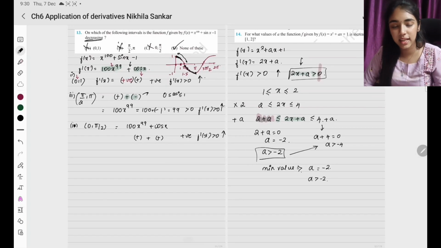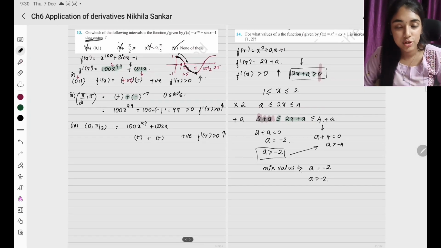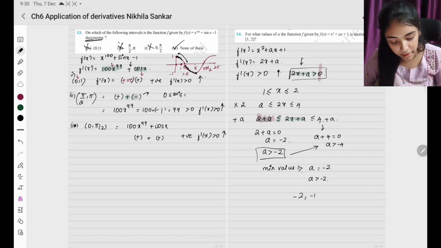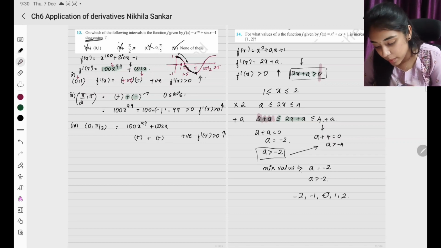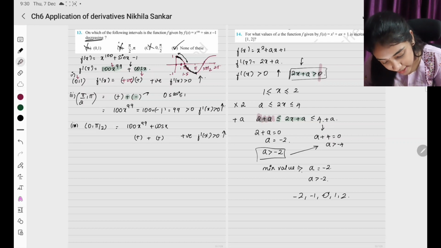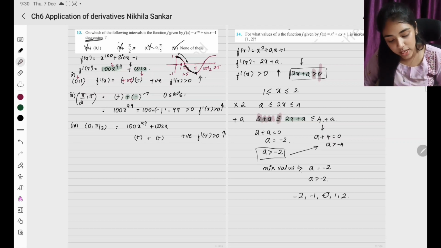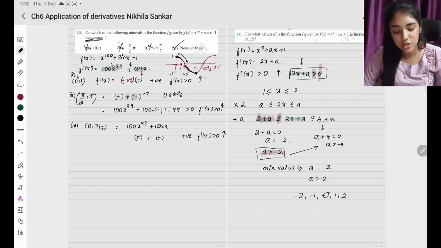From minus 2, all the values, which means you are going to go above. So it is going to be minus 2, minus 1, minus 0, 1, 2 and all that. But we are equating it to 2 plus a because here we have 2x plus a greater than, the greater than symbol is here. Okay, and least value is going to be everything after minus 2. So it is going to be minus 2 is the least value. Okay, please copy.